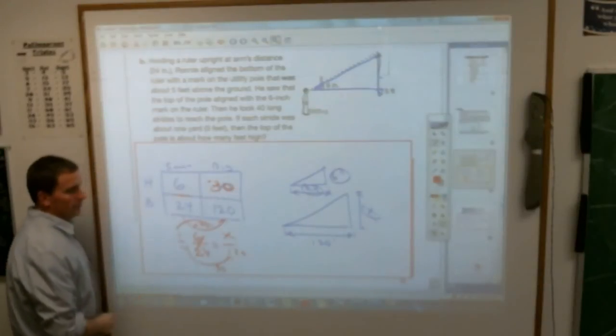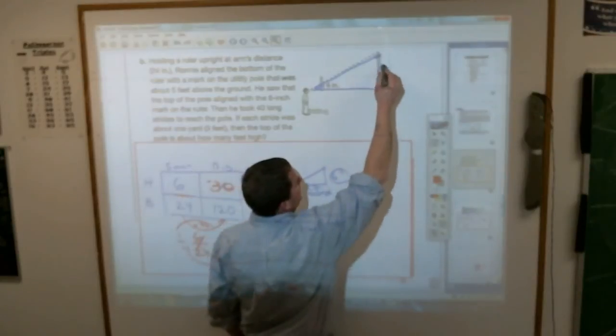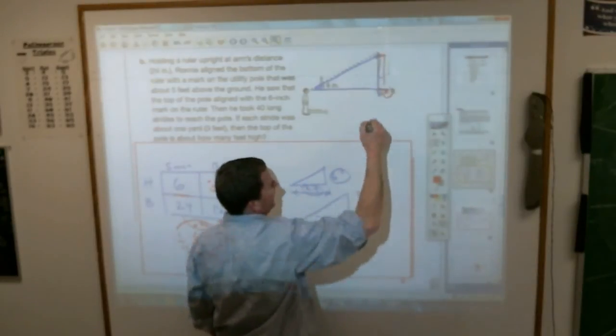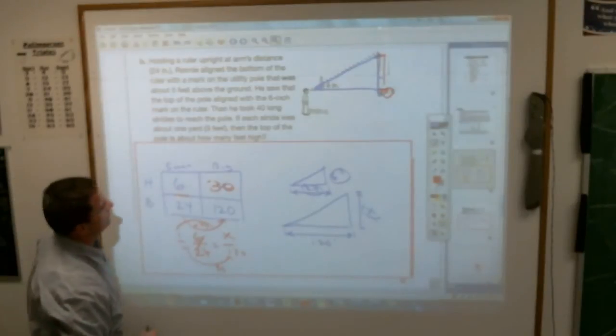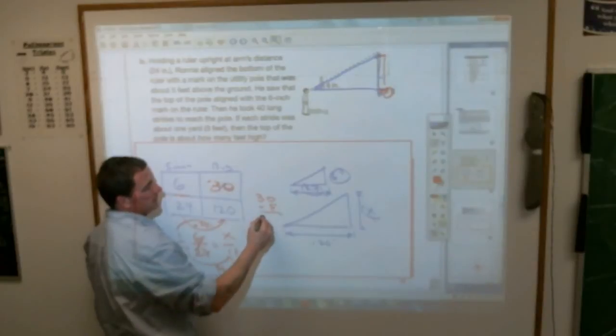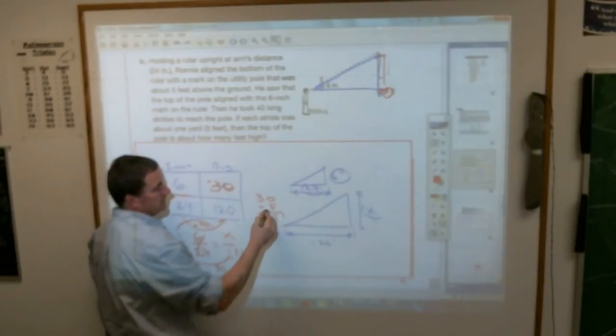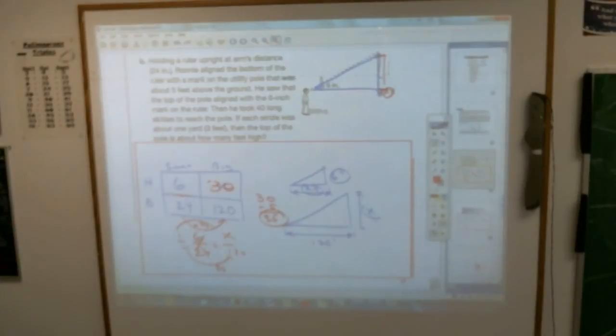And again, knowing 30 is not your answer, because 30 is only this chunk from here to here. You still have to add the 5 onto it. If you want how high the pole is, you'd have to take the 30 plus the 5 to give you 35 feet. Get that right?